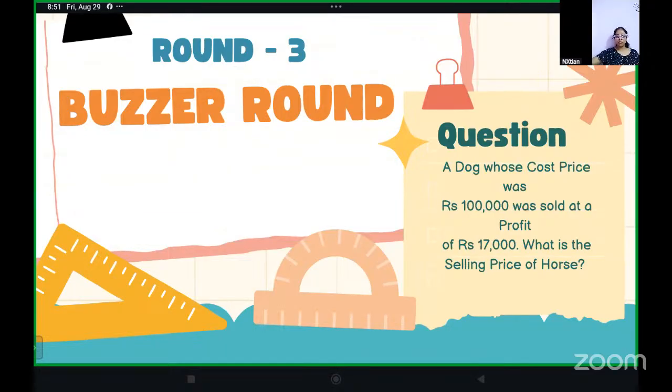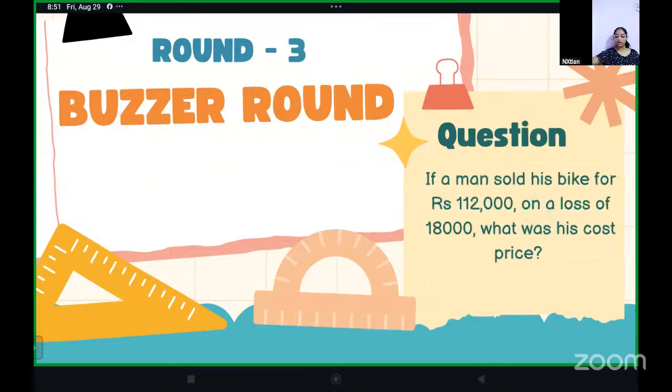Okay. So next question. The next one was a man sold his bike for 1,12,000 at a loss of 18,000. Okay, loss is happening. In loss, we add the loss to the selling price because cost price is bigger and selling price is smaller. So 1,12,000 was my selling price and 18,000 was my loss. So I add loss to SP and it becomes 1,30,000.